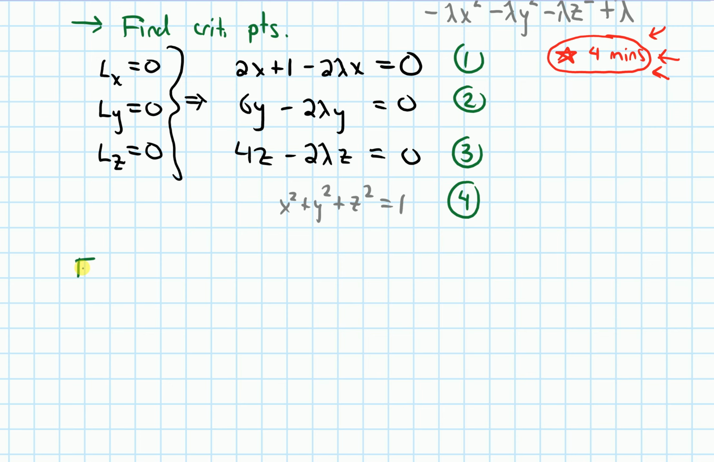So for example, if I started with equation 2 this time, notice that we can factor out 2y. We can factor out a 2y and be left with 3 minus lambda, and that equals 0.